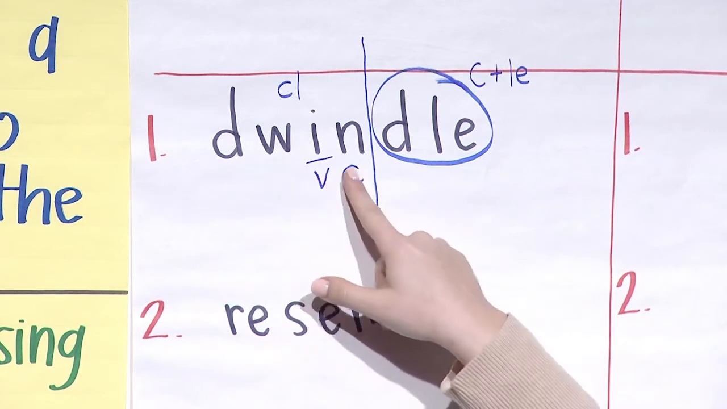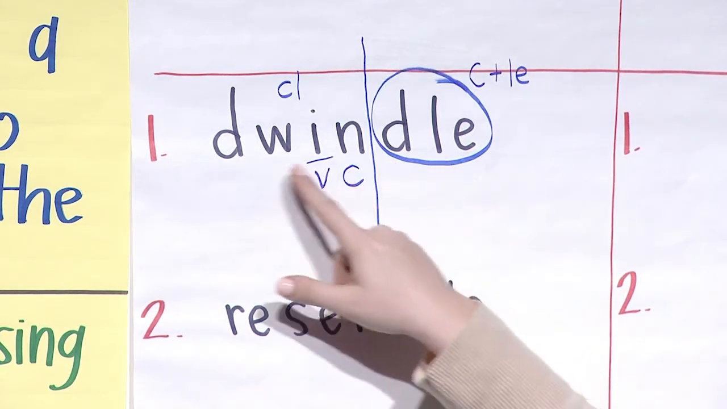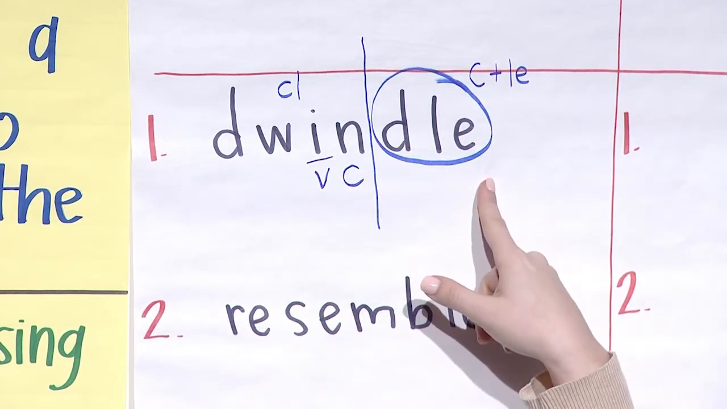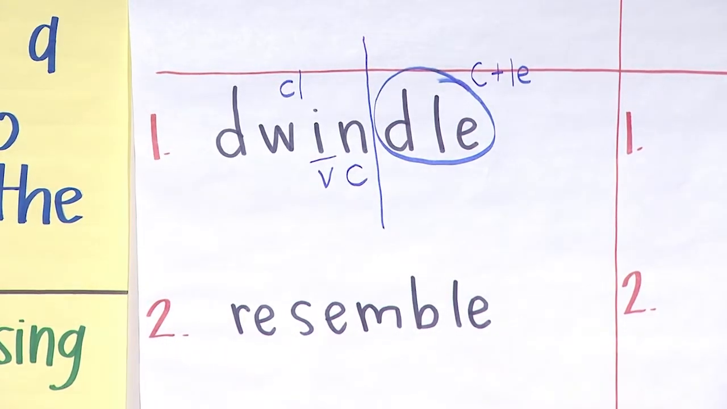In, dwin, dull, dull, dwin, dull, dwindle. Very good. I put both pieces together and I found my word was dwindle.